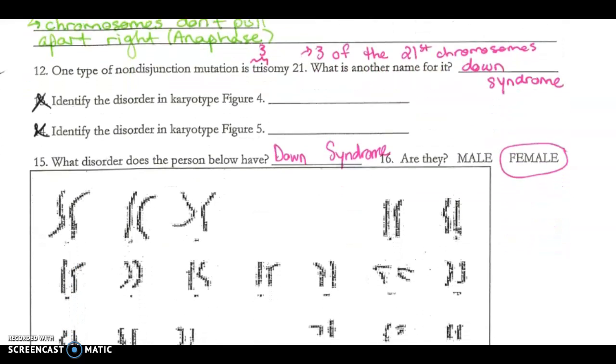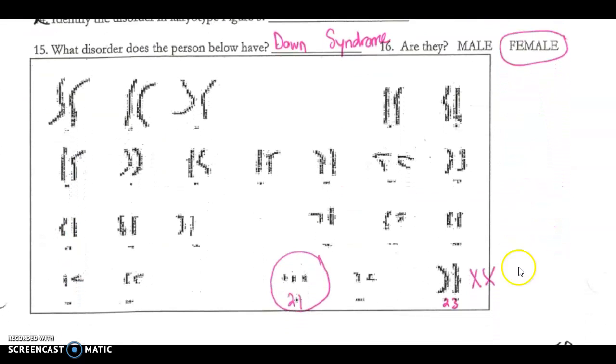It said, what does the person below have, and are they male or female? Well, this is a case where we get over here to our 21st pair. And our 21st actually ends up being a triplet. There are 3 chromosome 21s here. Trisomy 21, also known as Down syndrome. So this person would have Down syndrome.